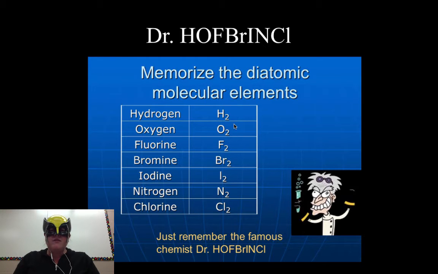So if you're ever writing the formula for hydrogen, just hydrogen all by itself, not part of any compound, just the element hydrogen, you would write H2. Oxygen is O2, fluorine is F2, bromine is Br2, iodine is I2, nitrogen is N2, and chlorine is, like all of the others, Cl2. Well, it's the only one with Cl.